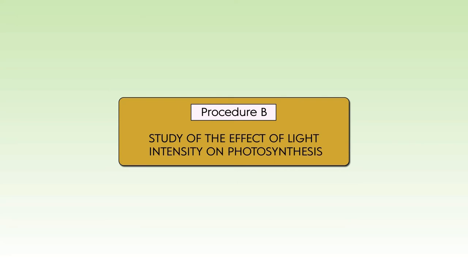Now let's come to procedure B, which is the study of the effect of light intensity on photosynthesis. Let us study the effect of differing light intensities on the rate of photosynthesis. In this experiment, the requirement of materials are the same as in the previous experiment.